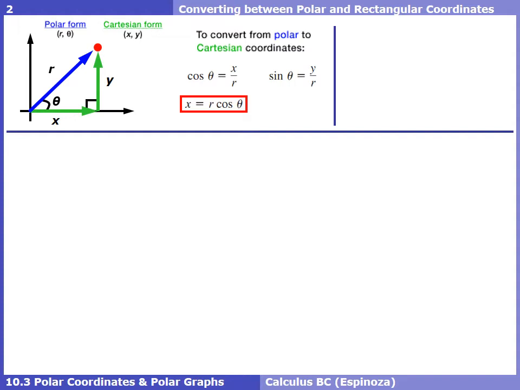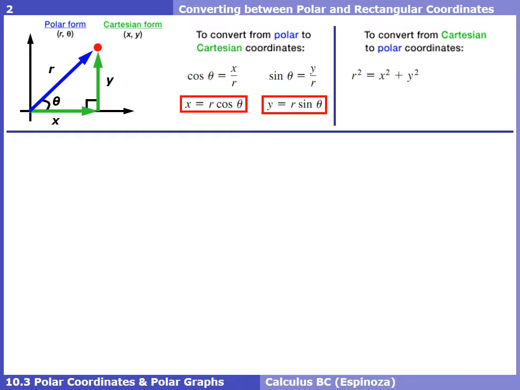The sine trig ratio ties the y to the r. If we wanted to find the y component of our point, we would just multiply the r to the other side, and the y value would be equal to r sine theta. So that's if I give you polar form and I want you to change it to rectangular. If you want to go in the opposite direction and go from xy to polar, there we're just going to use the Pythagorean theorem.